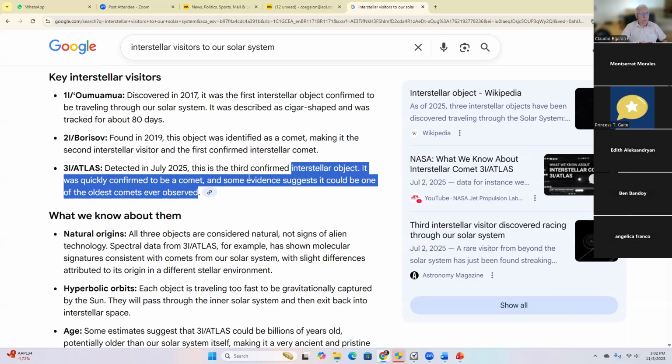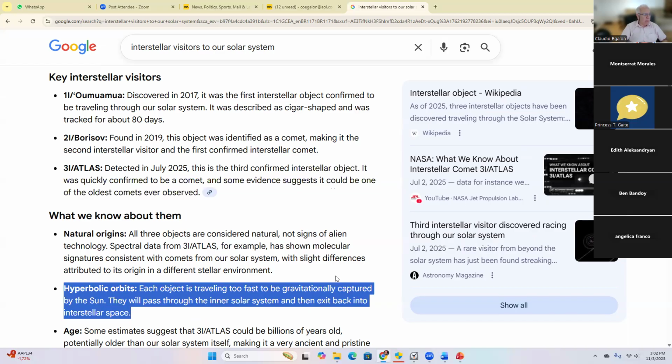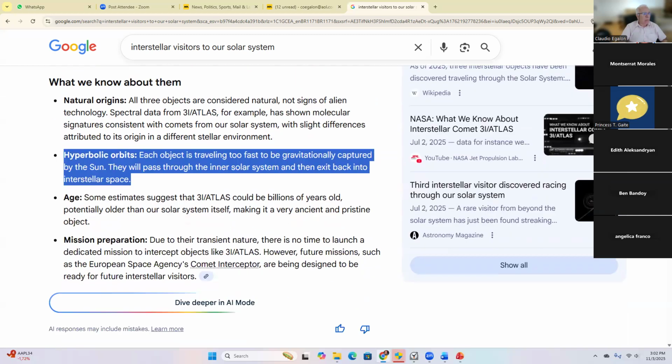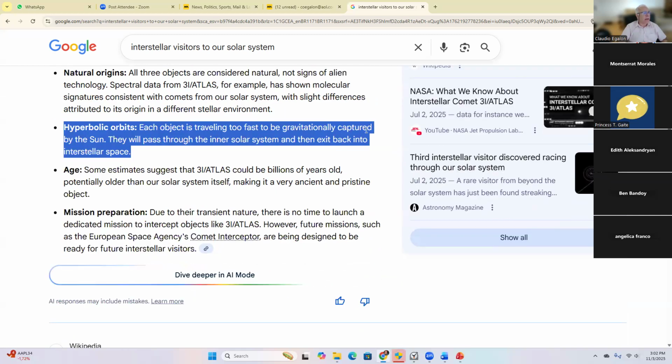So those guys were traveling through the interstellar medium, and one day they came close to the sun, okay? They go on hyperbolic orbits, okay? See that? Each object is traveling too fast to be gravitationally captured by the sun. They will pass through the inner solar system and exit back into interstellar space. Because they are traveling so fast, because they have so much energy, the sun cannot capture them. Unless we manage to somehow maneuver those objects, we would be able to put them in orbit around the sun.